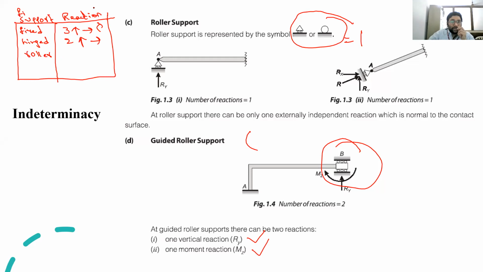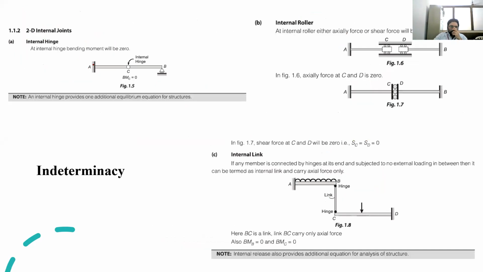And then roller. So again, what type of roller? Conventional roller: only one reaction, and that is vertical. What is a guided roller? Guided roller means one vertical reaction and one moment. So total two. All of you should continuously remember this terminology and the reaction parts of this overall thing. So fixed three reactions, hinged two reactions, roller one, guided roller two.